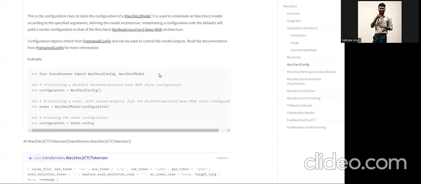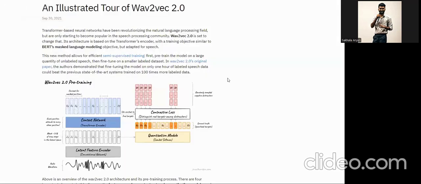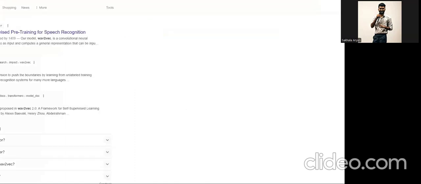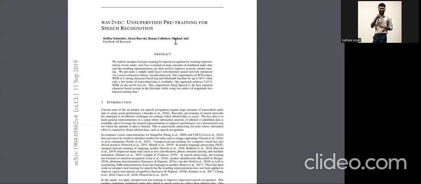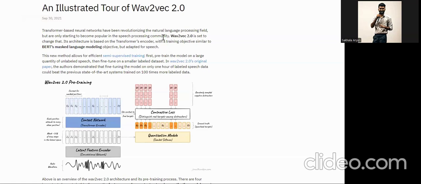So let's try to see what is inside this Wav2vec 2 model. Let's try to understand and decode its architecture. For that, I have this blog, Illustrated Tour of Wav2vec 2.0. First of all, let me get this clear that Wav2vec 2 is the second version. The first version is called Wav2vec. This is its research paper, Wav2vec, and this is the second version of it, Wav2vec 2.